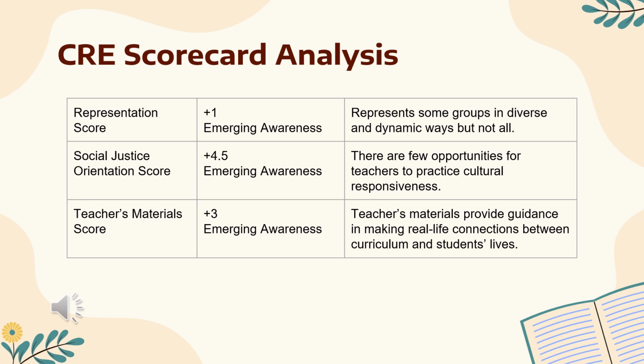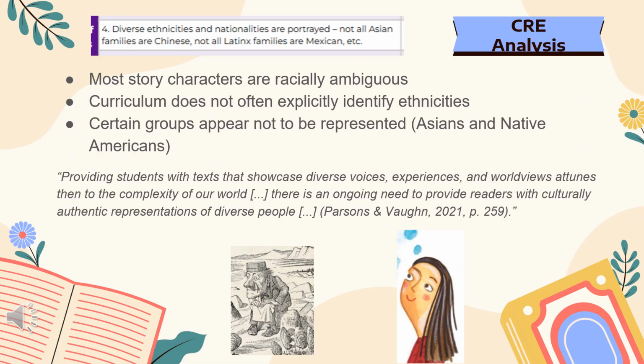And for the teacher material score, our key finding was that teacher materials provide guidance in making real-life connections between curriculum and student lives. Our CRE analysis showed us that, in fact, diverse ethnicities and nationalities are actually not portrayed. In fact, most of the story characters are racially ambiguous. The curriculum doesn't really explicitly identify any ethnicities. But of this, certain groups appear to not be represented at all, and these would include Asians and Native Americans.